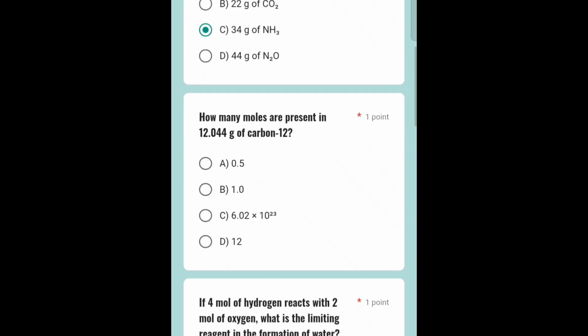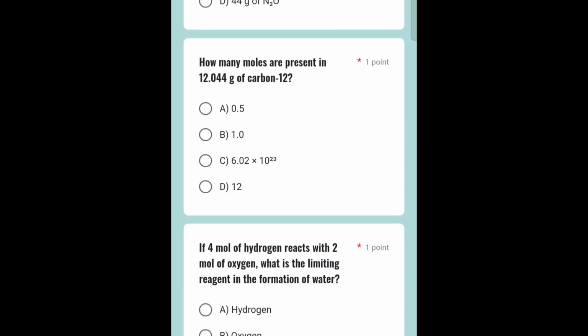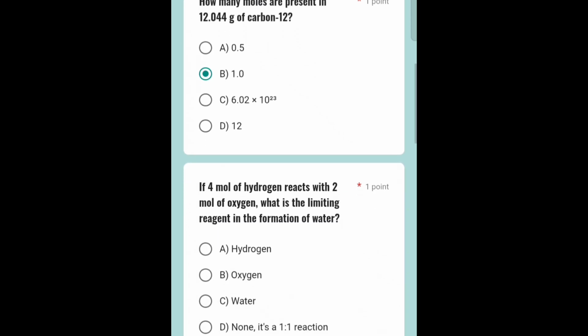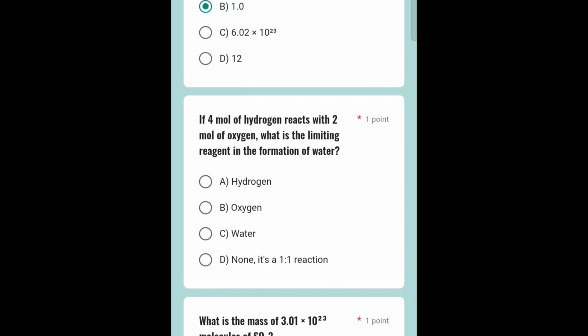How many moles are present in 12.04 gram of carbon atoms? This is approximately the mass of carbon, so this is 1 mole, and it comes out to be B. 1 mole is present in 12.004 gram of carbon-12. Okay, next question.